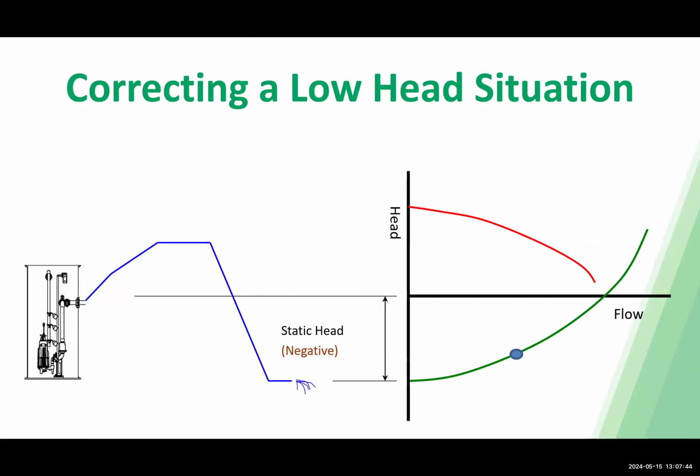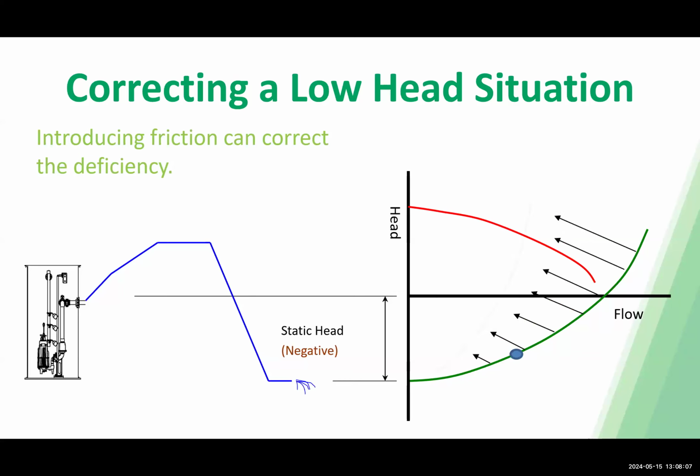So how do we fix that? We fix that by introducing friction into our system. The main way you can do that is to increase the length of pipe, or, which is the typical thing that we look at, changing that pipe out for either a different type of pipe or a smaller pipe diameter, which will increase the friction in your system and will actually get that system head curve crossing that pump curve. So that is something to take into consideration.